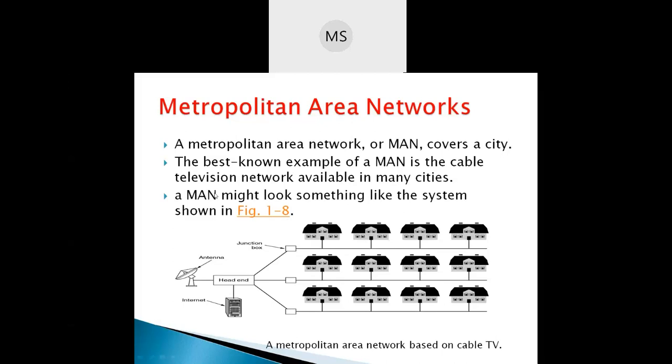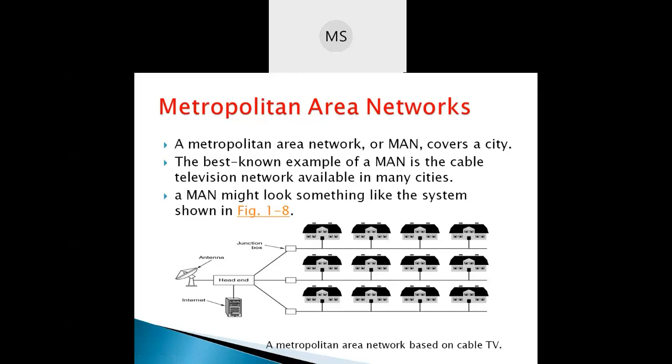So a metropolitan area network might look something like this. It may be connected such that this one appears like a bus type of LAN, and another appears like another bus type of LAN, and each LAN is connected with a junction box, and the junction box is connected with a head end, which is connected with a server or internet, etc. Based on this architecture, a MAN is nothing but a collection of LANs.